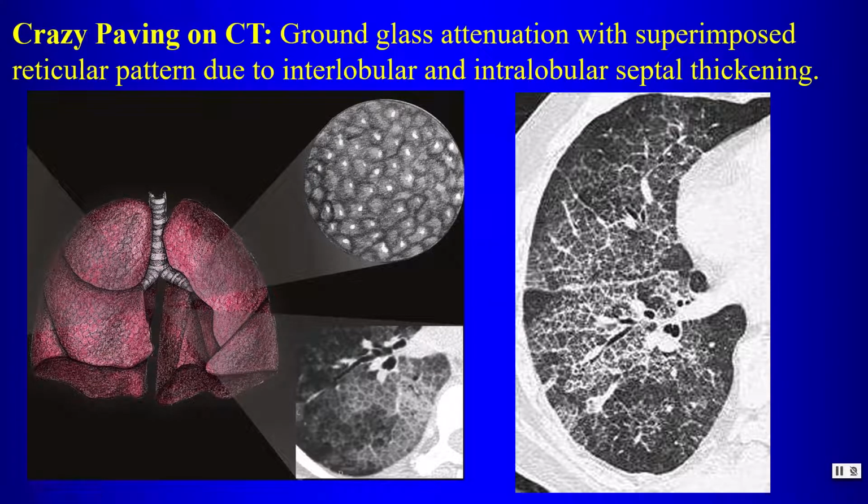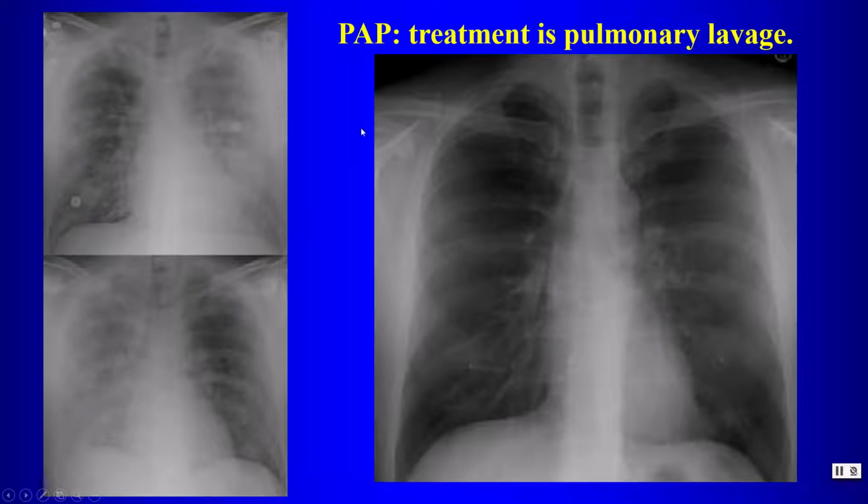Now with crazy paving, you not only get ground glass opacity with thickened interlobular septae, but also thickening of intralobular septae. If you look inside the secondary pulmonary lobule, notice that you see reticular opacities also inside it. Treatment of pulmonary alveolar proteinosis is usually pulmonary lavage. Here's an example where the patient was lavaged to remove the protein, and you can see the follow-up chest radiograph after lavage. Right after the lavage, there might be some increased opacity representing the lavage fluid, but that clears fairly rapidly.